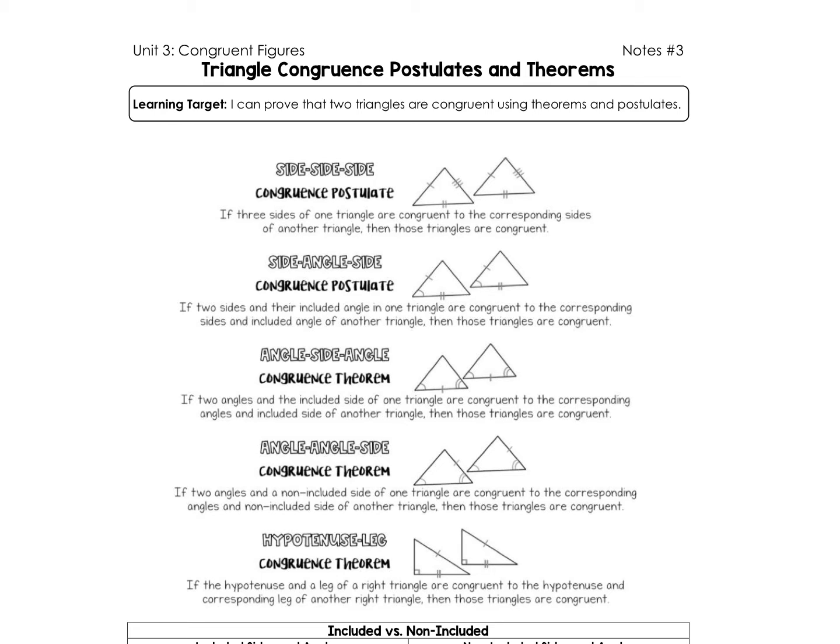Our first method is called side, side, side. If we know that the three sides of one triangle are congruent to the corresponding sides in another triangle, then the triangles are congruent.